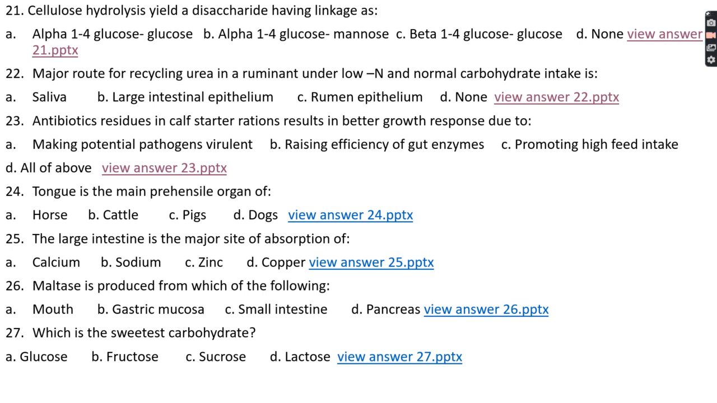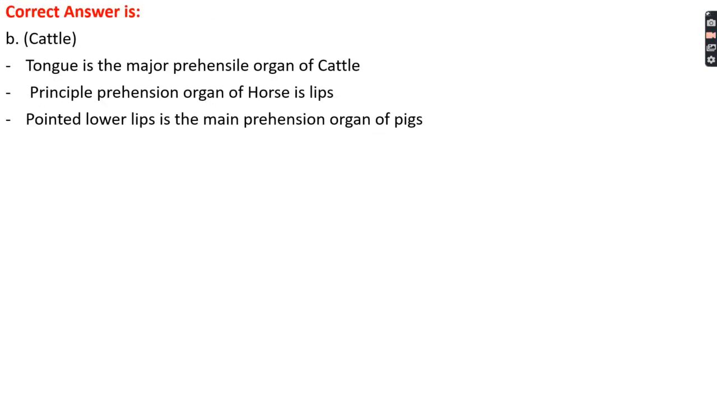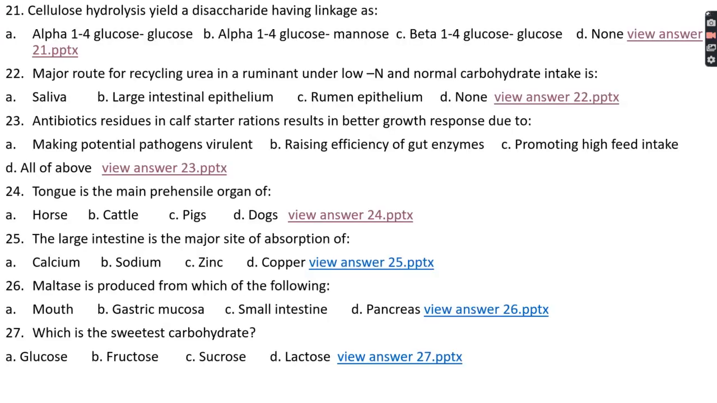Question number 24. Tongue is the main prehensile organ of option A horse, option B cattle, option C pig, option D dog. The right answer is option B, that is cattle. Tongue is the major prehensile organ of cattle, while the principal prehensile organ of horse is lips, and pointed lower lips is the major prehensile organ of pigs.